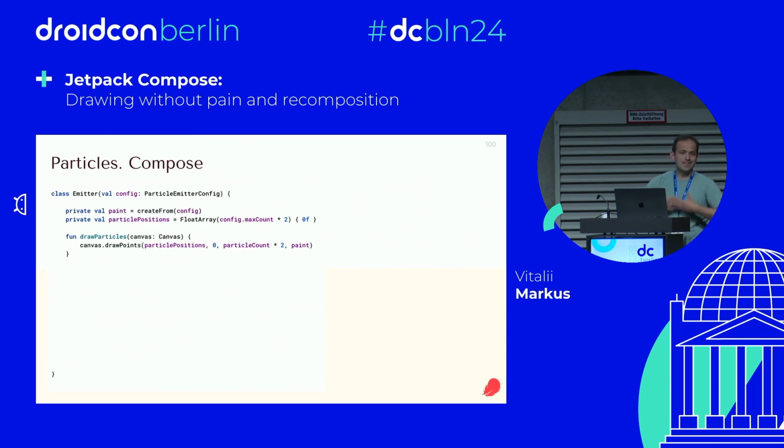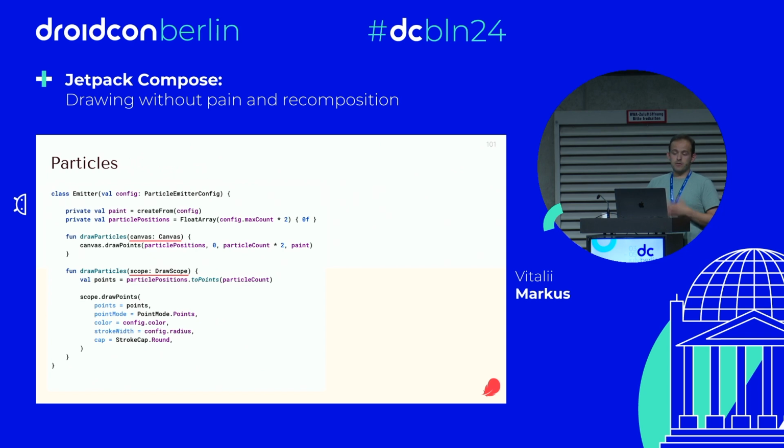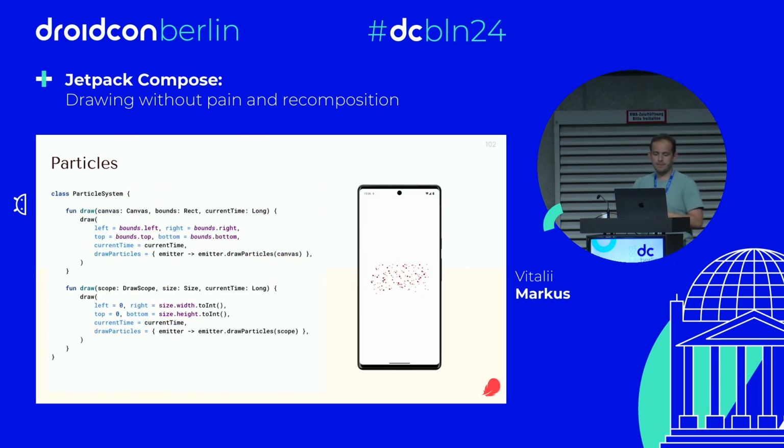If we want to implement the same functionality with Compose, we just need to write a new method that works with the draw scope instead of canvas. Fortunately, draw scope has a similar method, draw points, with similar arguments as the canvas method. And in the same way, we create a method for a particle system. The single difference here is that instead of canvas and rect, we are using draw scope and compose size.